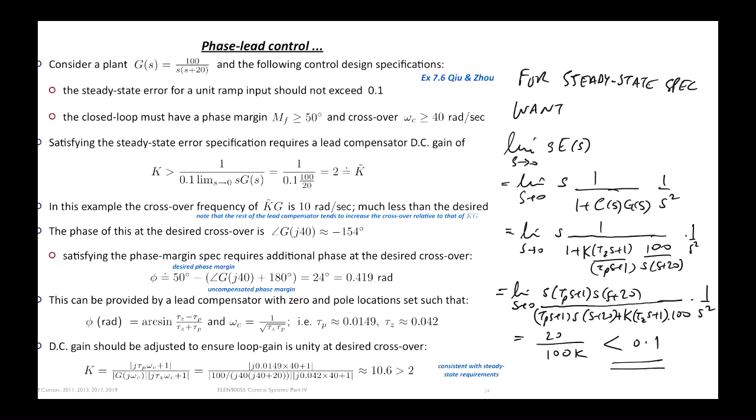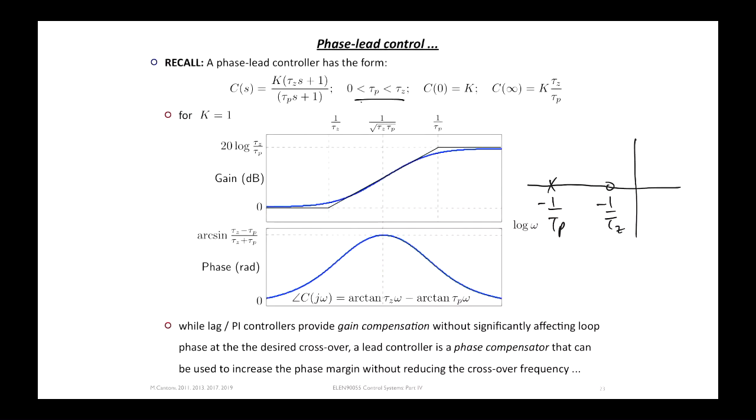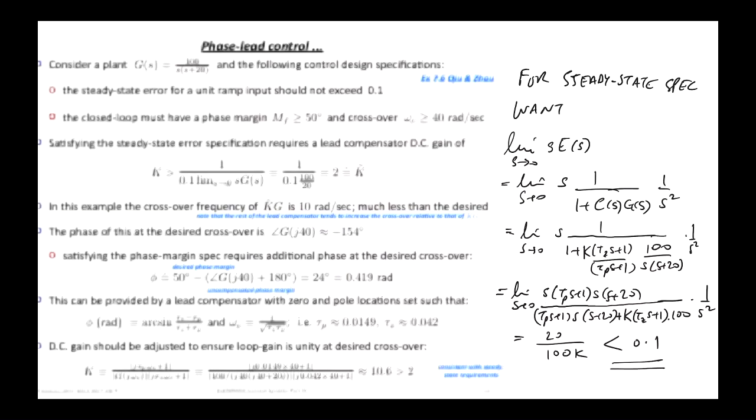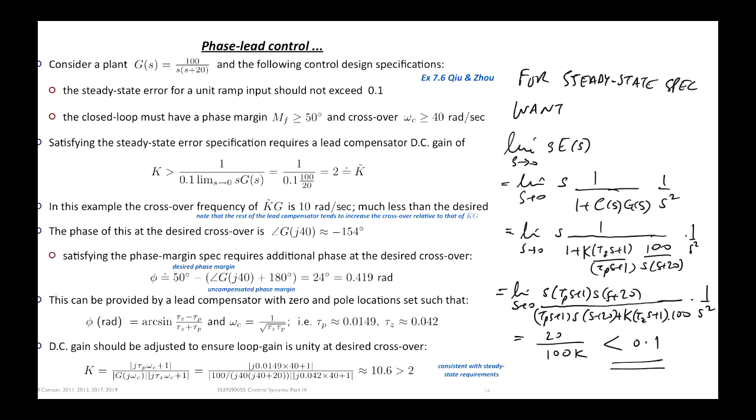So we know how much phase we need. That gives us one equation that involves tau z and tau p. And we know where our desired crossover frequency is, and we're going to line that up where there's maximum phase introduced by this lead compensator. Of course, how much you get depends on how you've chosen the location of the pole and the zero. So that gives us two equations in two unknowns. In principle you can solve them. Sure, they're nonlinear equations, but they're not that hard to solve.